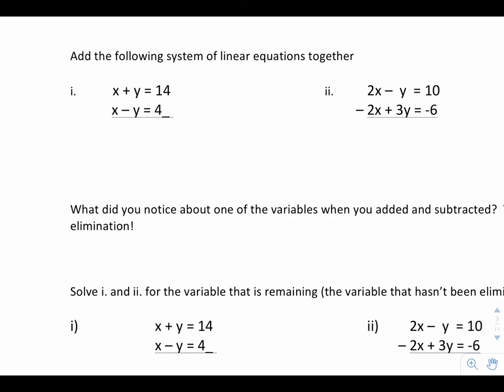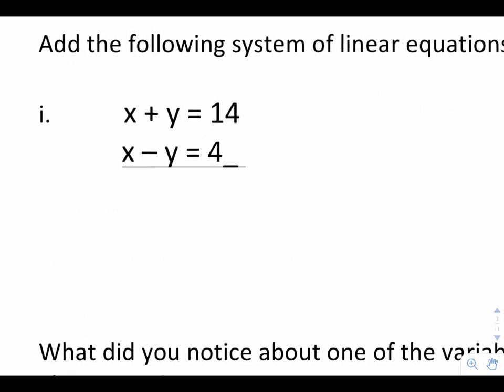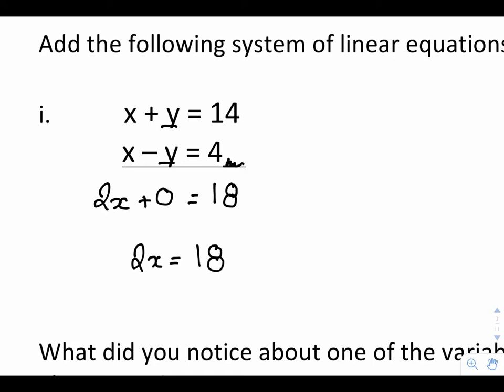Now what that means is, just like in a regular addition of numbers, you're going to add all the x's, all the y's, and all the coefficients. If I add the x's together, I get 2x. And if I add y and negative y, I get 0y, which I can just write as 0 itself, because 0 times anything is 0. And then for the constants, I have 18. This in turn can be rewritten as 2x equals 18, because 2x plus 0 gives me just 2x again.